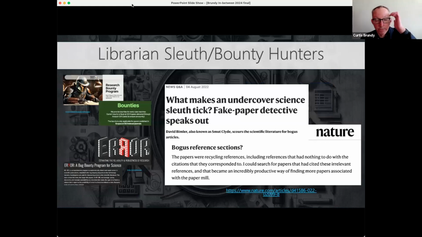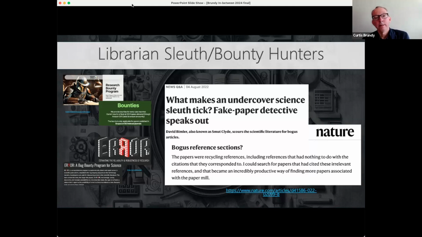So, moving on to cleanup. I believe there's a librarian role in helping to identify fake papers. This is the role of the librarian as a sleuth. Maybe even the librarian as a bounty hunter. I don't think this is a reach. I think some librarians might think that lacking subject-level expertise would make it difficult for them to go in and identify the problems.